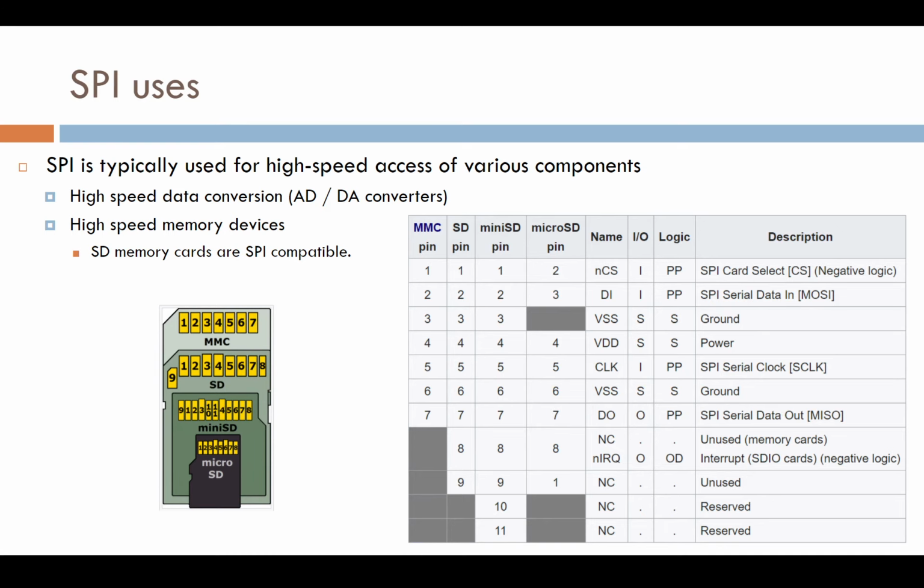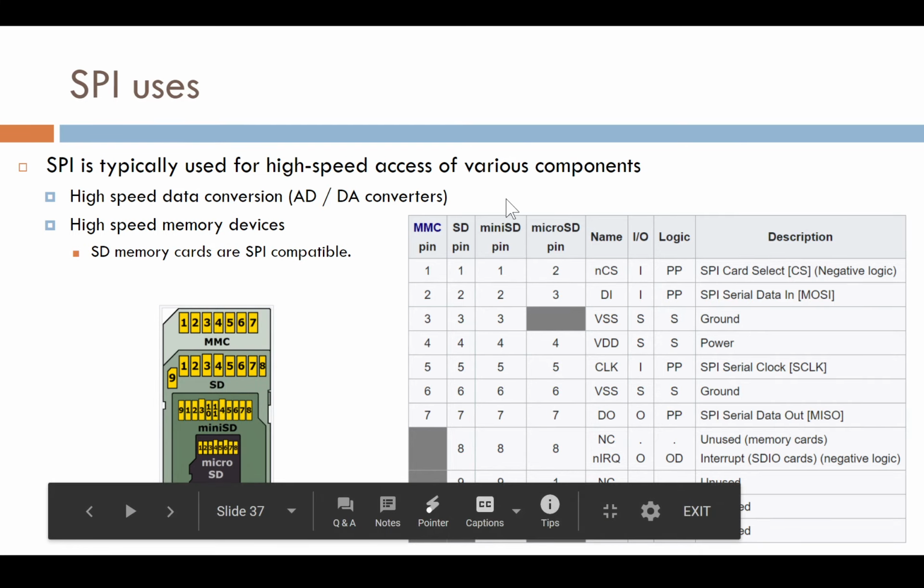Okay, however, where else do you use the SPI bus? High-speed data converters, since practically there's not much limit on how fast it goes. For example, and such kind of things.